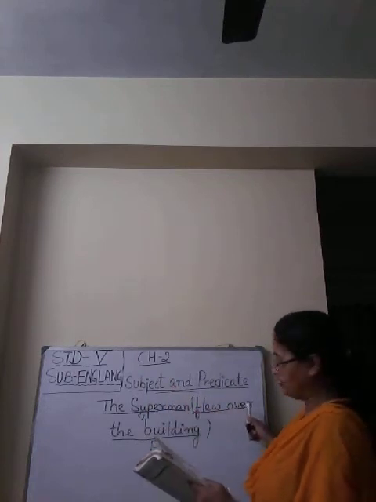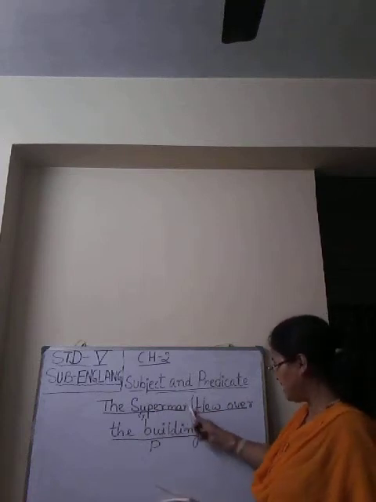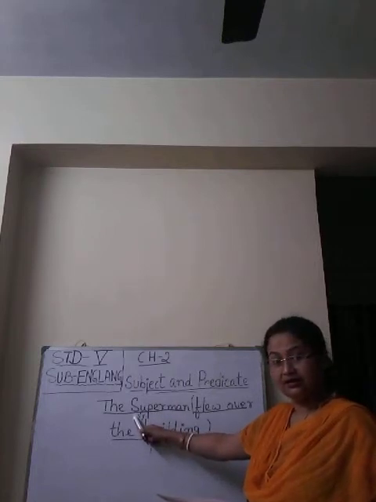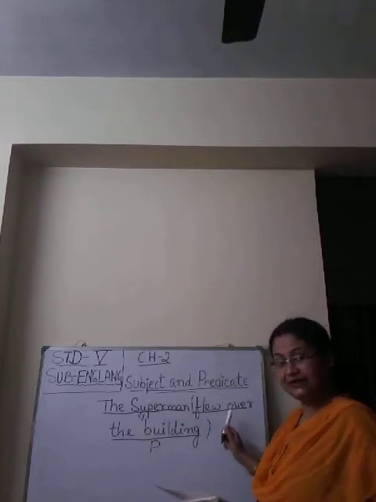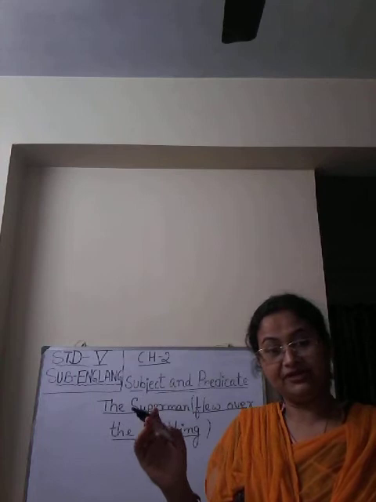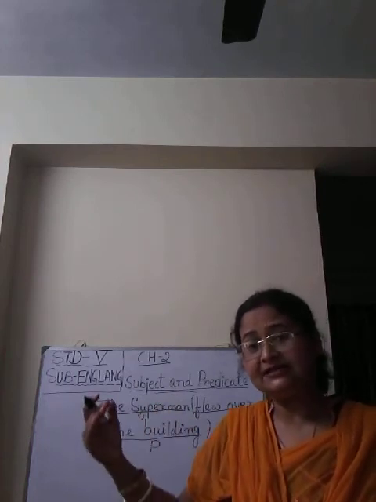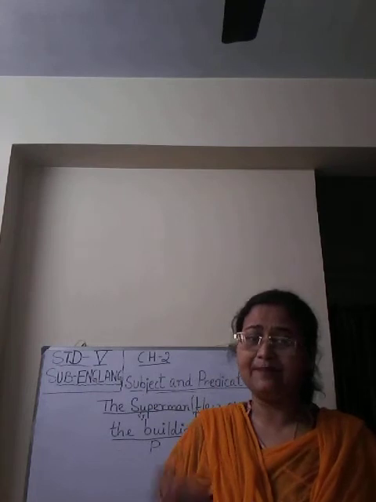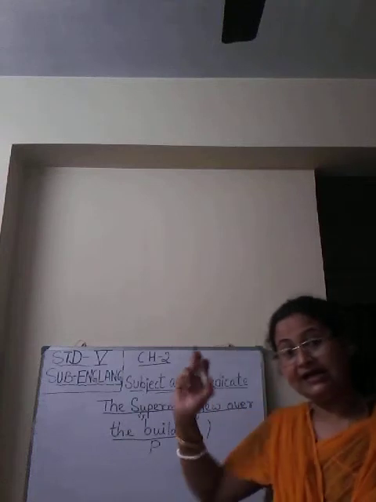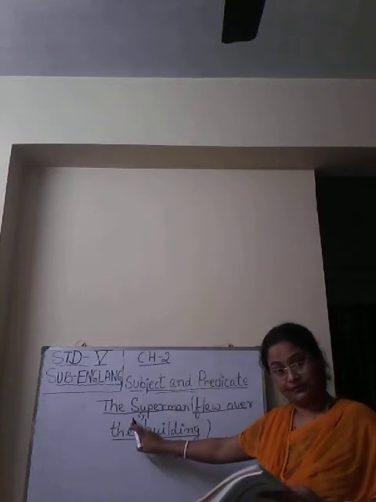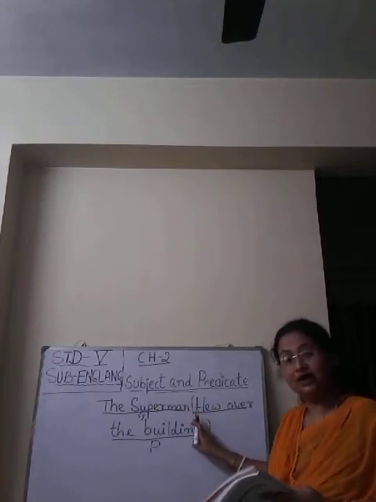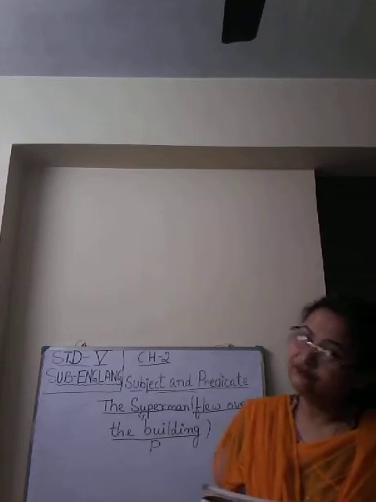Now what are we talking about? We are speaking about Superman. This part of the sentence, flew over the building, speaks about the subject, so this is the predicate. The question may always be given to you: identify the subject and predicate of the sentence and separate them. Every time, keep in mind that a subject is always a noun or pronoun, and a predicate begins from a verb. And you all know what a verb is.